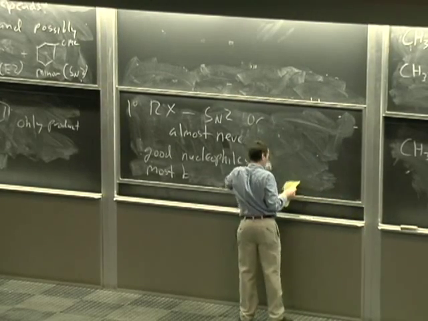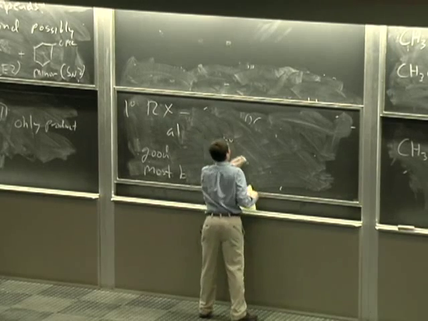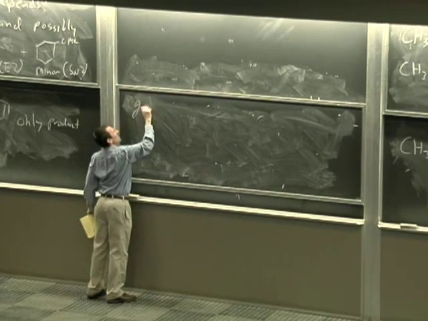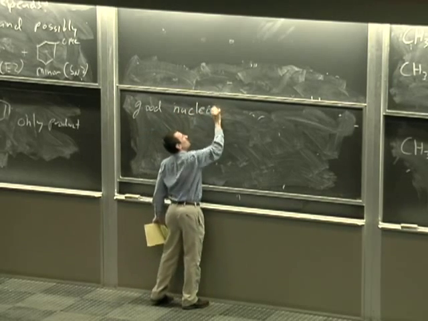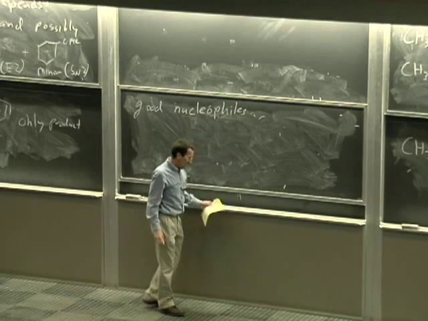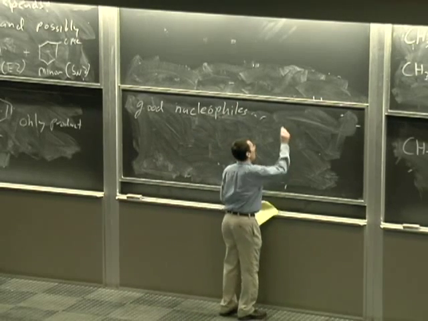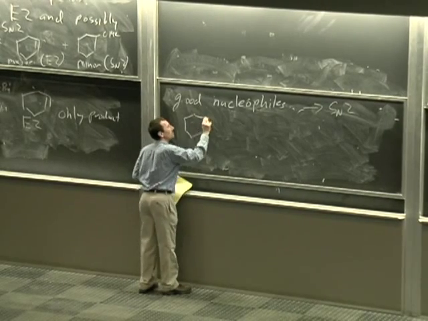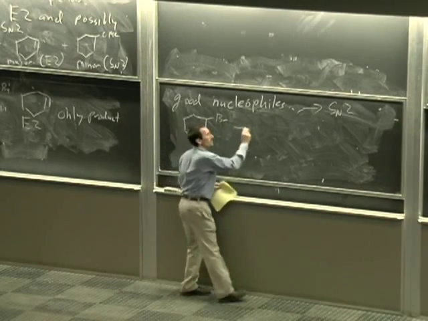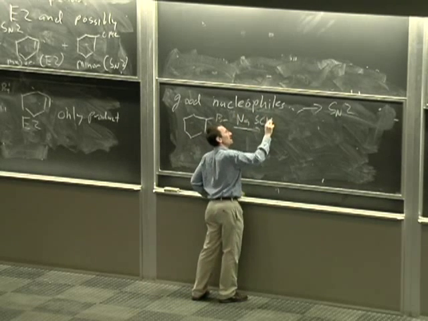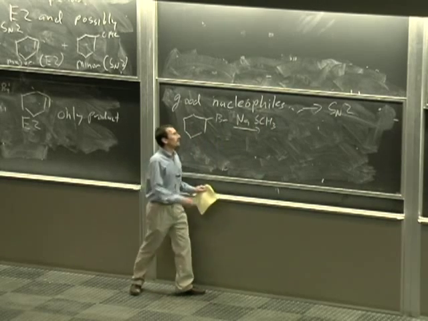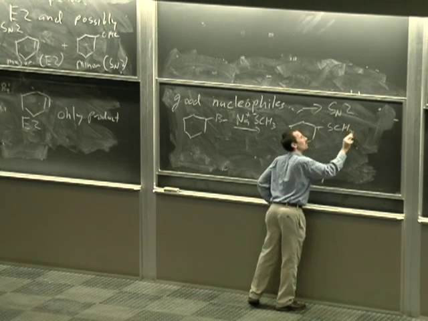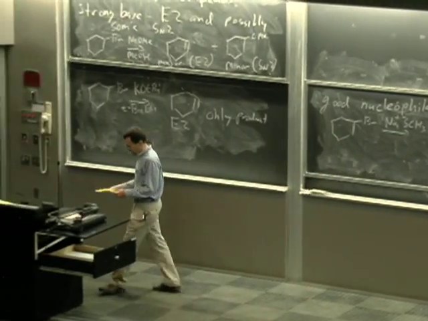All right, let us conclude by talking about some good nucleophiles. So again, secondary alkyl halides, but let's say with good nucleophiles, like thiomethoxide or azide or iodide anion, we're going to see mostly SN2. So if I take our bromocyclohexane, take sodium thiomethoxide, we'll get SN2 displacement, thioether formation.